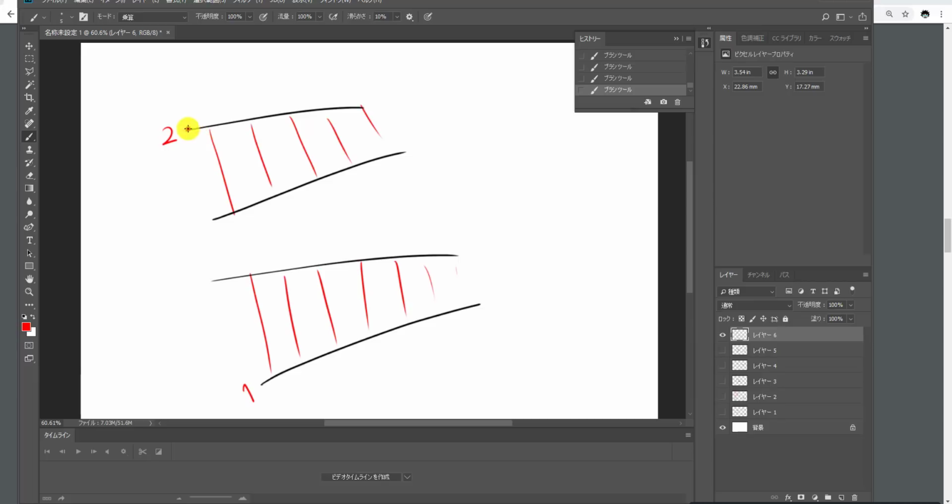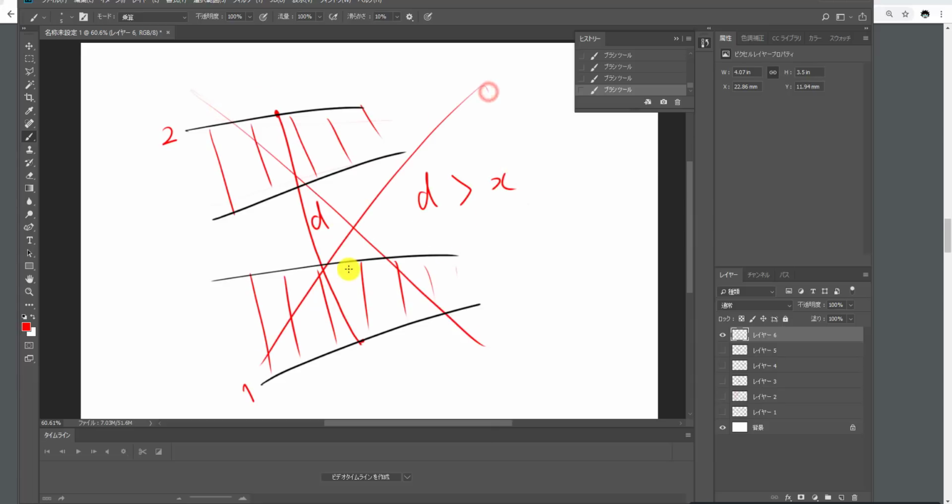You calculate the distance between each possible pair, checking the distance between the center point of the first line and the center point of the second line. And if the distance is too far away, then it should not make a pair. But if the distance is pretty close to each other, then it should make a pair. So that's another compatibility.